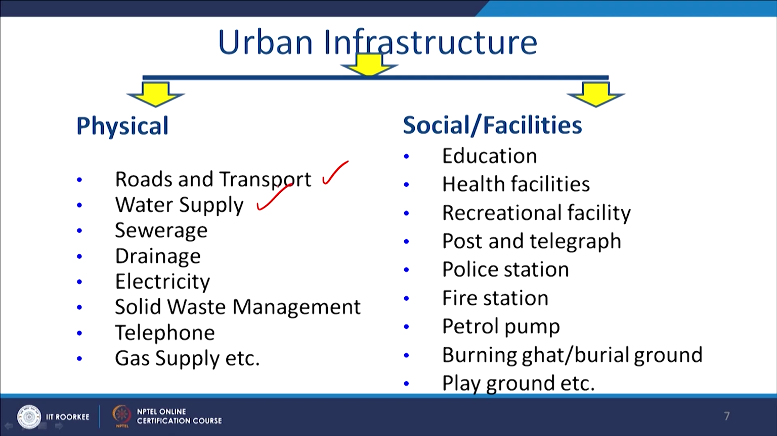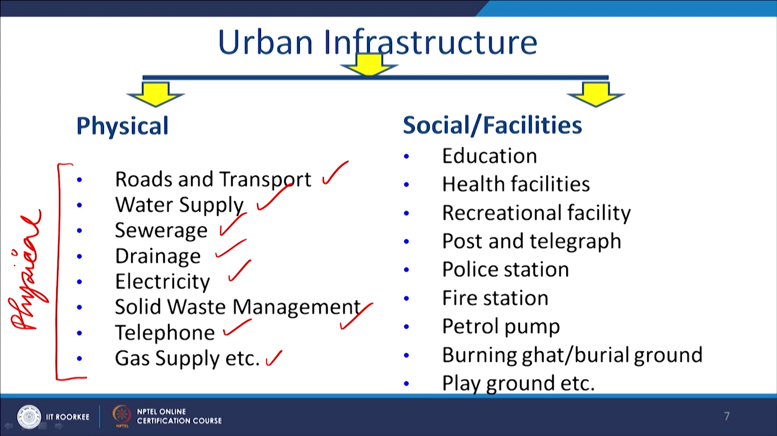Out of the physical infrastructure, the basic infrastructure includes road and transport, water supply, sewerage, drainage, electricity, solid waste management and liquid waste management, telephone and telecommunication, gas supply. For all these infrastructure, the predominant effect is physical. For road and transport you get a physical advantage of access. Water supply enhances drinking and health. Sewerage, drainage, electricity, all this influences your good health. Solid waste management as well. Telephone and gas supply, all these improve your life.